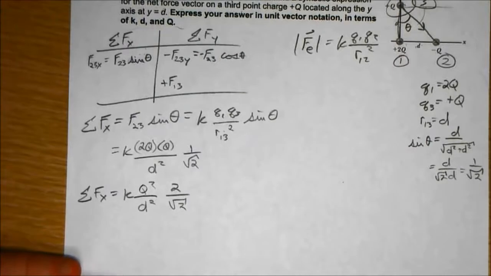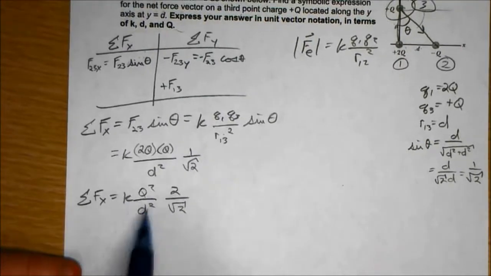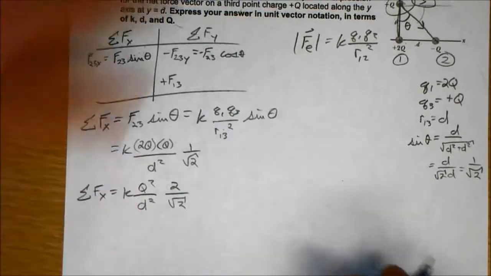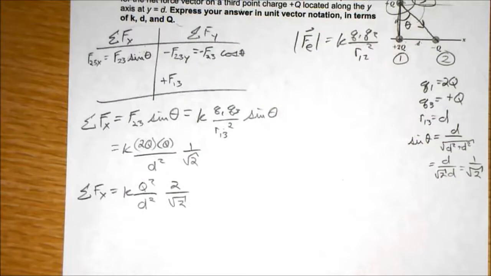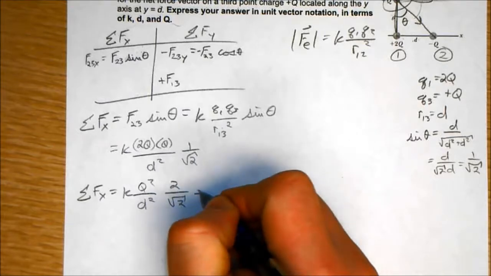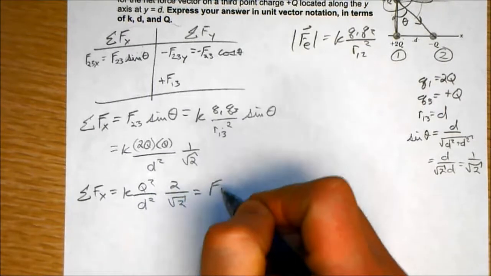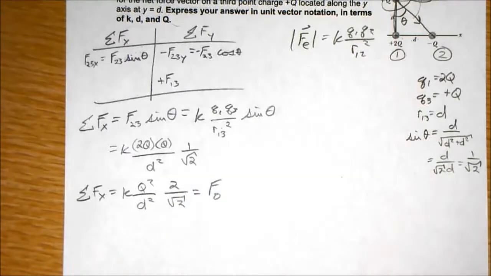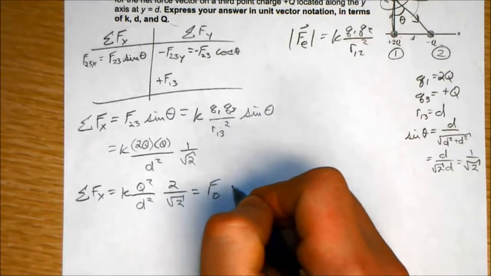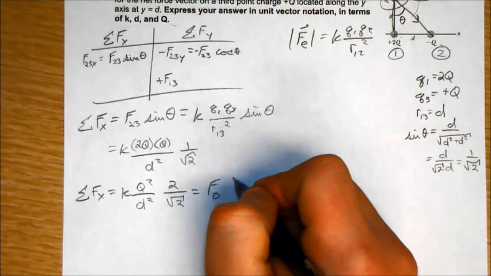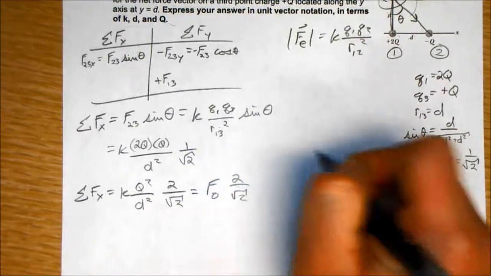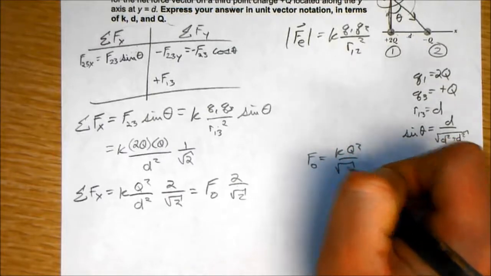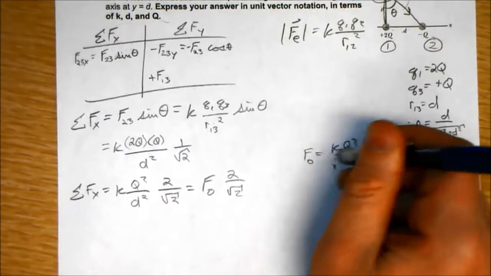Now this is where I see where this is going. There's going to be a similar expression in our other terms as well. I could just say, what is F, I'll call something like F naught. What is that? That's just a dummy variable, 2 over square root of 2, where F naught is K Q squared over D squared.